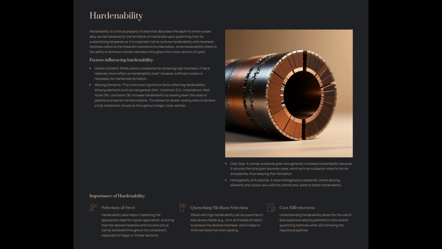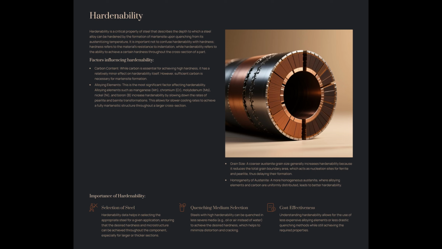Factors influencing hardenability. Carbon content. While carbon is essential for achieving high hardness, it has a relatively minor effect on hardenability itself. However, sufficient carbon is necessary for martensite formation. Alloying elements. This is the most significant factor affecting hardenability.